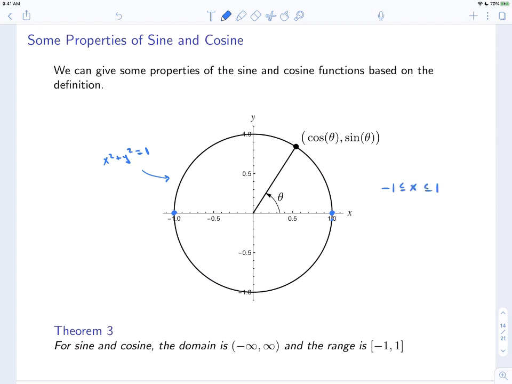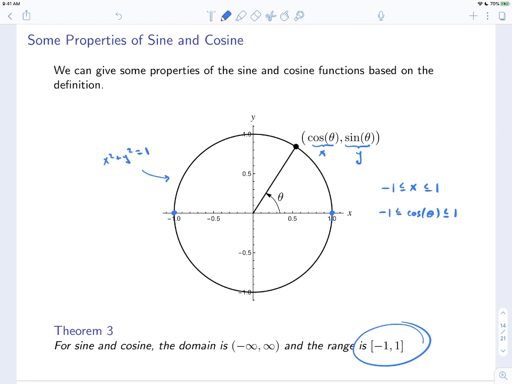to 1. But x is cosine theta. So in other words, -1 is less than or equal to cosine of theta is less than or equal to 1. Notice that you actually can equal 1 or -1. So that's why we have less than or equal here. So that tells us that the range is the set of all real numbers between -1 and 1, including the endpoints. The same is true for sine of theta. Sine of theta is given by y.